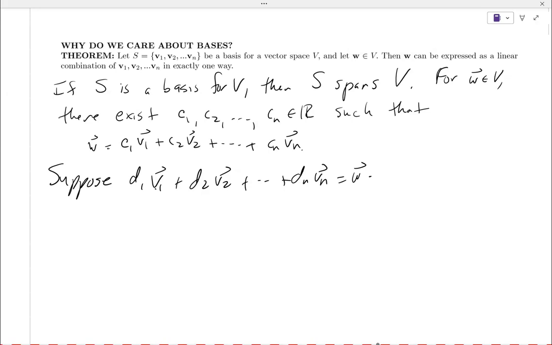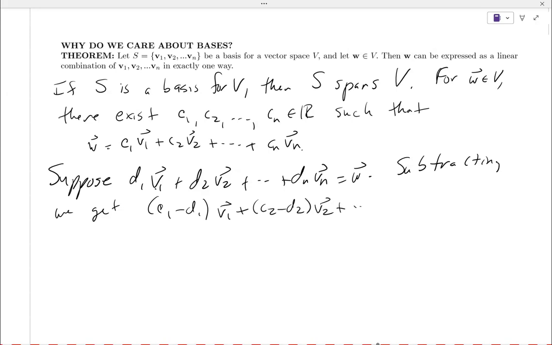How can I get something that involves the 0 vector? What do I need to do? So how do I get it equal to the 0 vector, if I use these 2 things that give me the same vector? Yeah, just subtract them from each other, right? Subtract the first equation and the second equation. If I subtract, we get (C1 minus D1)V1 and a (C2 minus D2)V2, bless you, and a (Cn minus Dn)Vn is equal to the 0 vector, right? If we subtract those two.